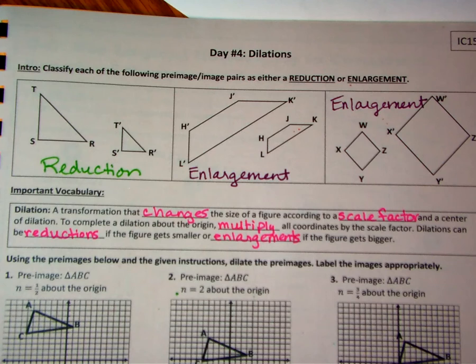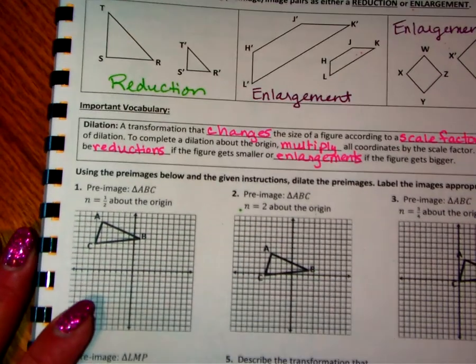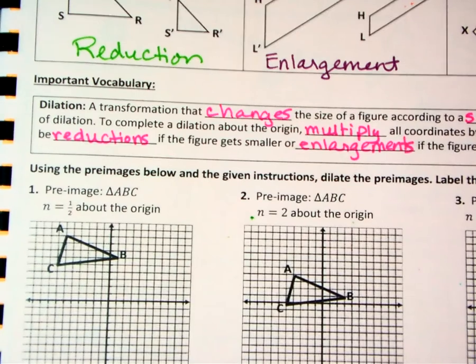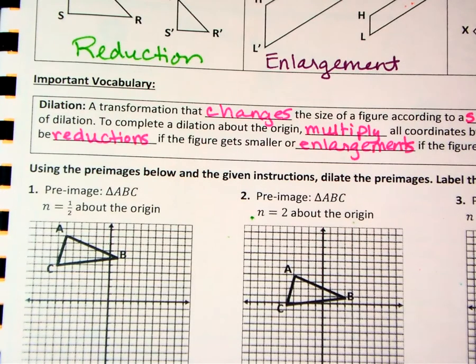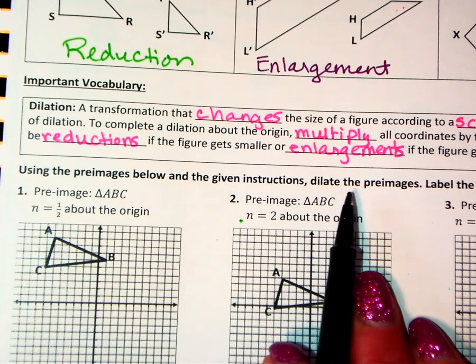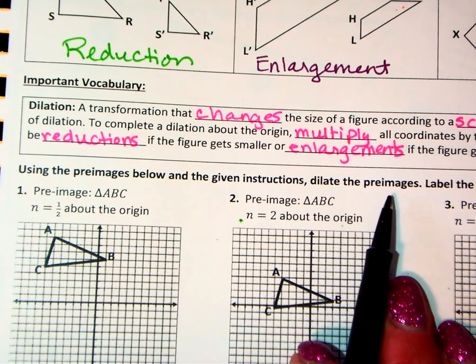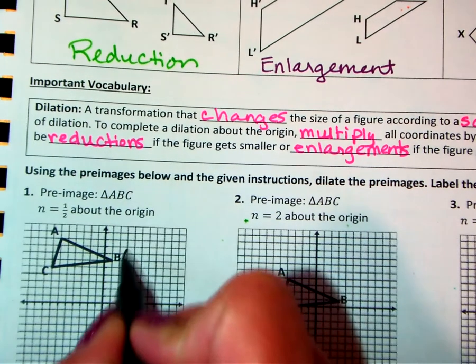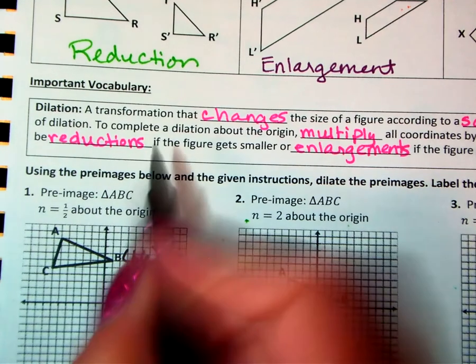So a scale factor of 2 is going to do what to it? It's going to enlarge it, right? Scale factor of 1/2 is going to make it smaller or reduce it. So here we go. I'm going to zoom in here for the examples now. If the pre-image for triangle ABC is given, we're asked to use the pre-images below and given the instructions, which are given for each, dilate the pre-images, so either reduce or enlarge, and label the images appropriately. Again, as I did earlier, I'm going to start by identifying the ordered pairs of the pre-image.